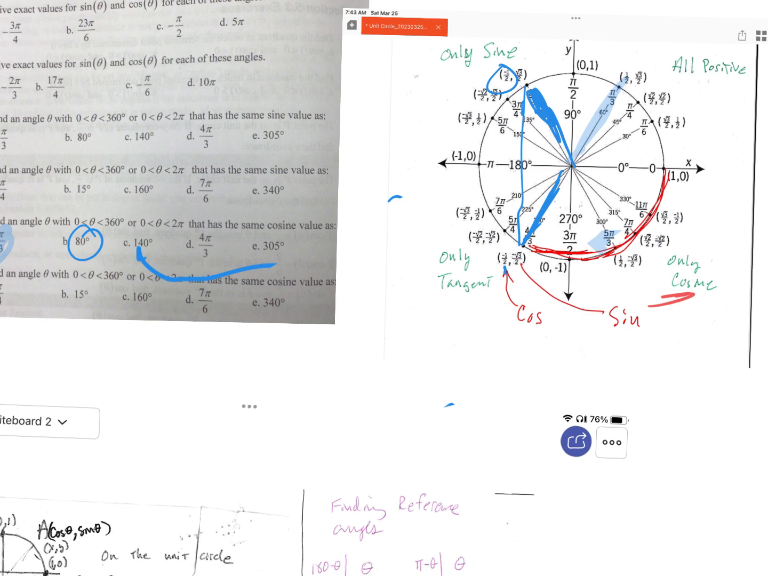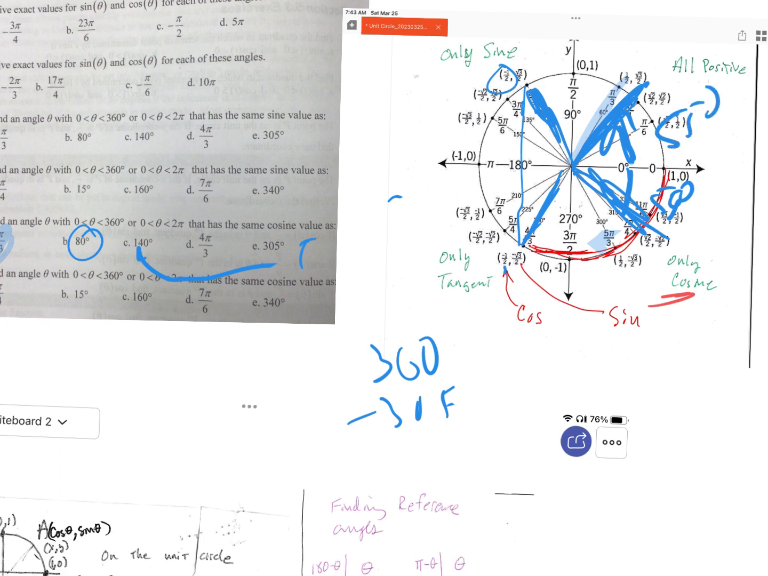And then the same cosine as 305. Well, 305 is over here in quadrant 4. Cosine's positive. This angle is going to be 55 degrees because it's 360 minus 305. And since the only other place cosine's positive is up here, it'll have the same reference angle. 55 degrees is going to be the answer to that one.